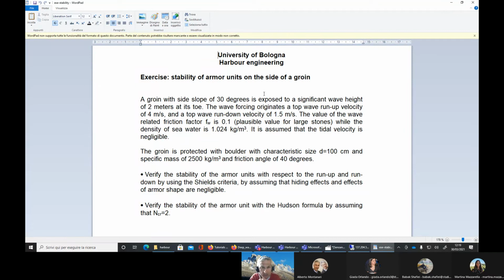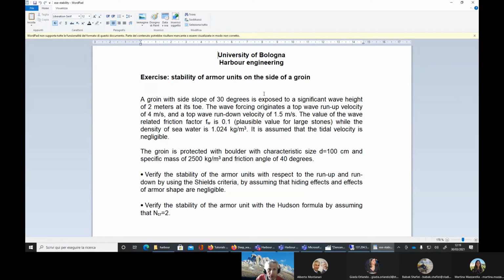So this is an exercise which refers to a groin with a side slope of 30 degrees, which is exposed to a significant wave height of 2 meters at its toe. The wave forcing originates at a top wave run-up velocity of 4 meters per second and a top wave run-down velocity of 1.5 meters per second. So you see that the run-down velocity is much lower than the run-up one.